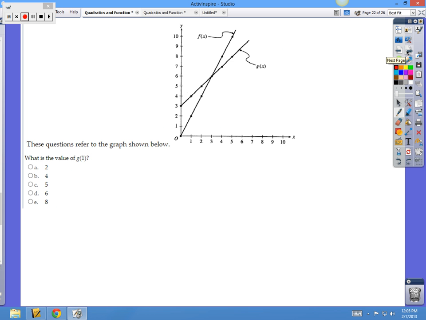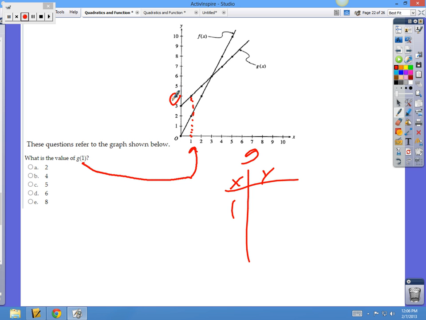Okay, what about this one? This one was depressing. This one I was hoping you guys would all get. So what do they want you to do on this one? Just take 1 and plug it into G. If this is your table for G, they want to know if you plug 1 in, what do you get out? Here's 1. Go up till you hit G. 1 gives you a 4. Your answer should be 4. So that's B.